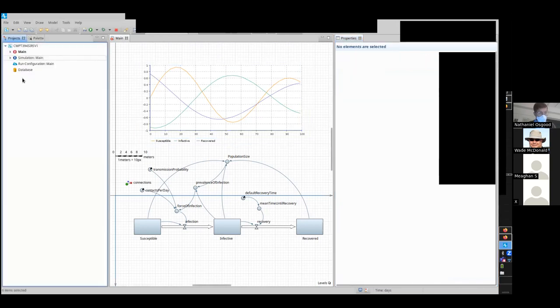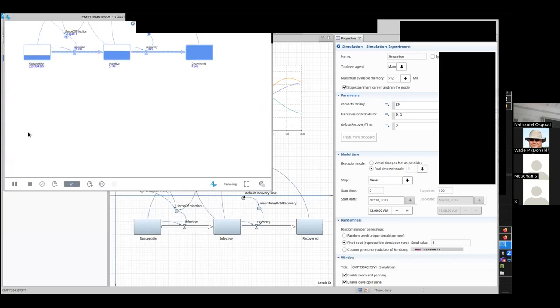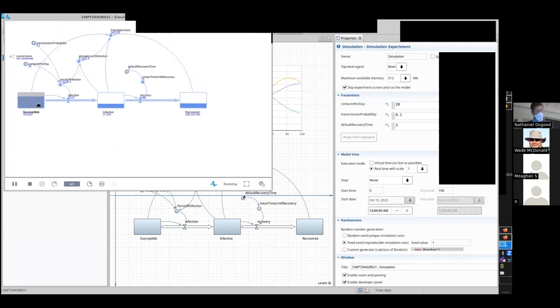Okay, so let's run this model. Let's remind ourselves what's going on. Does anyone remember what we should see? What do we see in terms of the number of susceptibles? Will it go upwards? Will it oscillate? What will it do? Yes, Mark. Susceptibles will be decreasing. Why is it decreasing? There's only an outflow. There's no inflow. As the infection starts to spread, it's drawn down.